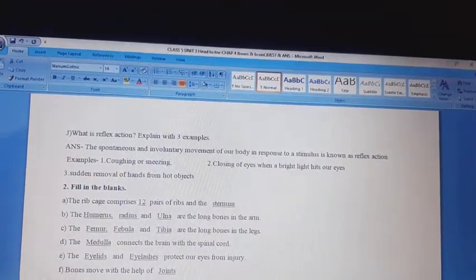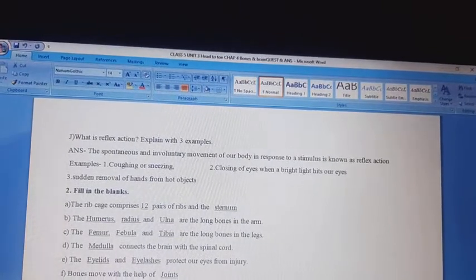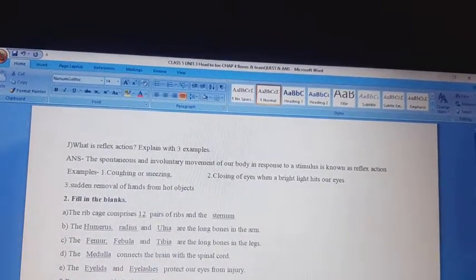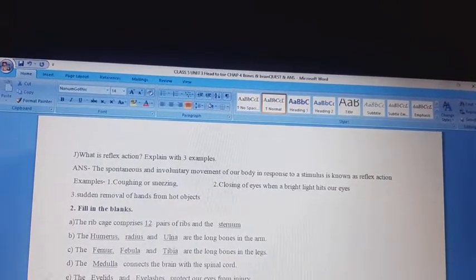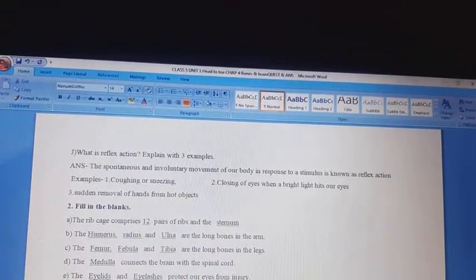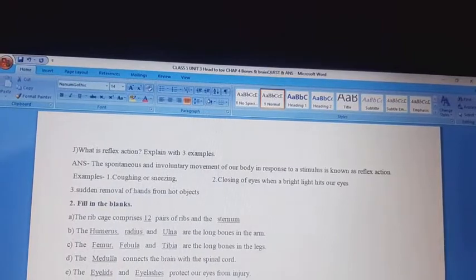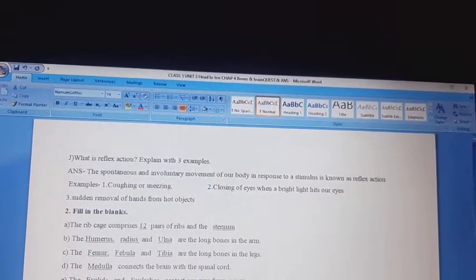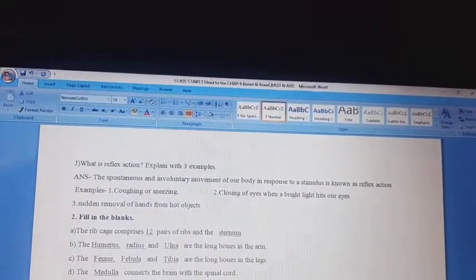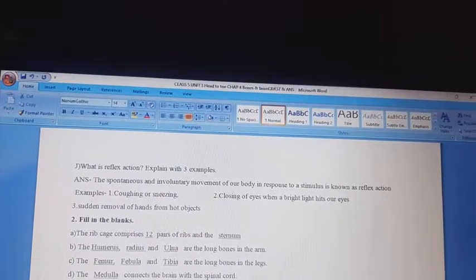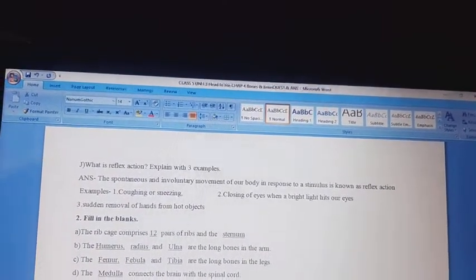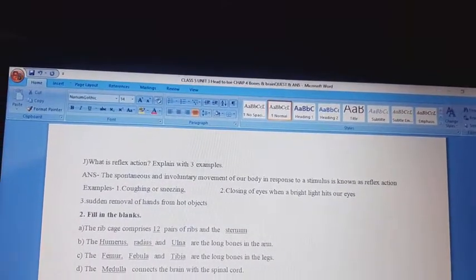C. Dash and dash are the long bones in the legs. The femur, fibula and tibia are the long bones in the legs. D. The dash connects the brain with the spinal cord. The medulla connects the brain with the spinal cord.